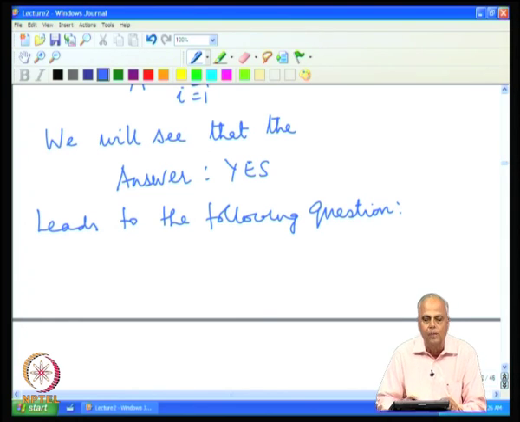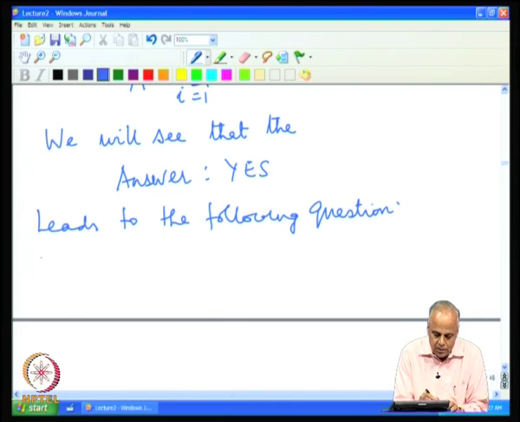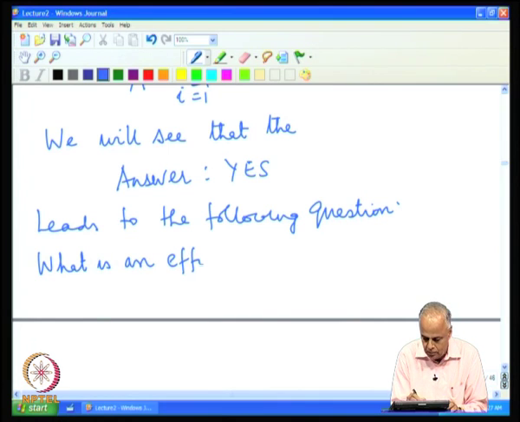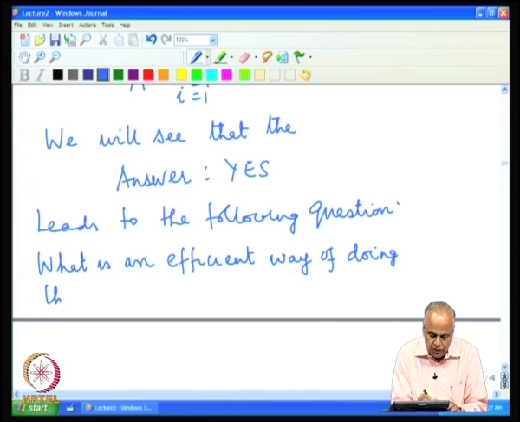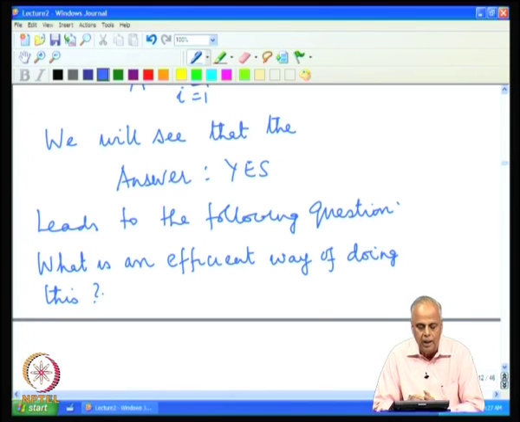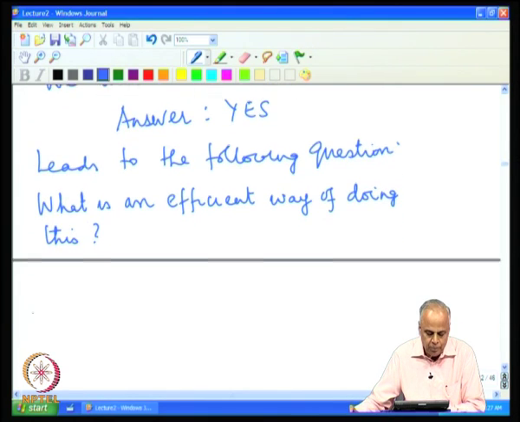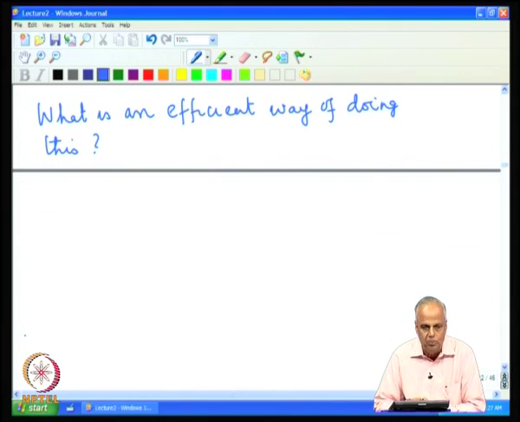Now that we are assured that an m by n matrix A can be broken into such small pieces, each one of which is simple, we would like to do it efficiently. So, what is an efficient way of doing this? That is, what is an efficient way of expressing a given matrix A as the sum of tensor products? Now, first of all, we would like to have as few terms as possible.